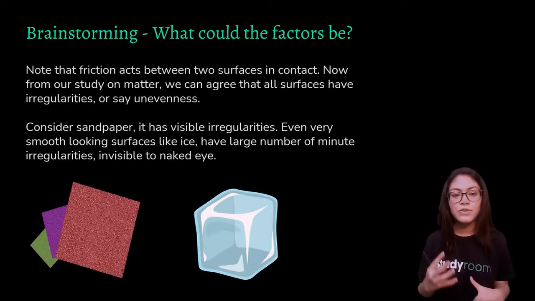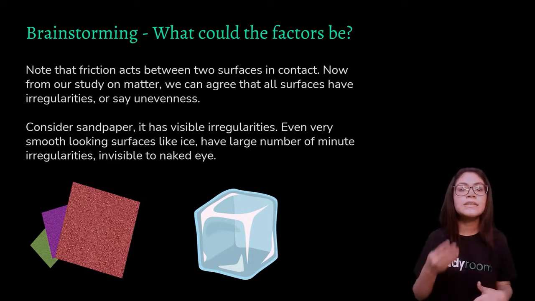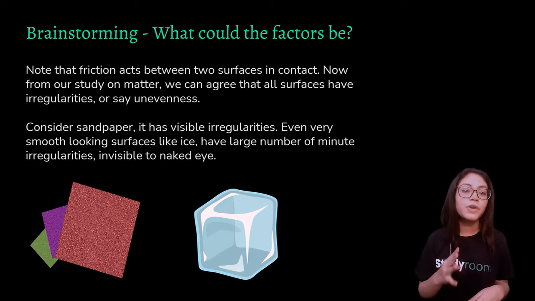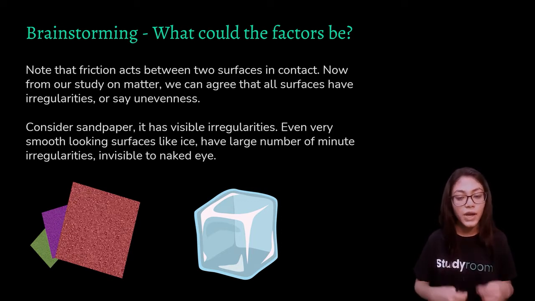Now let's brainstorm for a while. Let's think about some of the things that we observe in our daily lives. Friction acts between two surfaces in contact, that we already know. We have already studied matter, and we can agree that all surfaces, be it smooth or rough, have a certain kind of irregularities or unevenness.